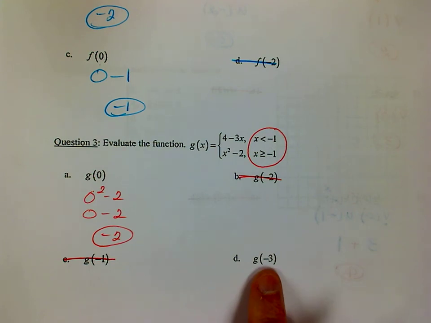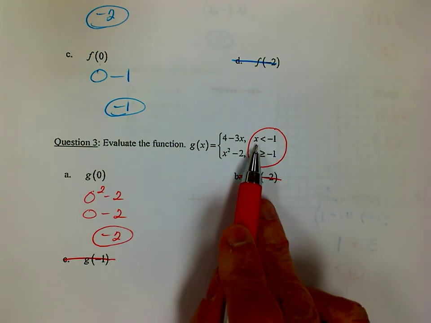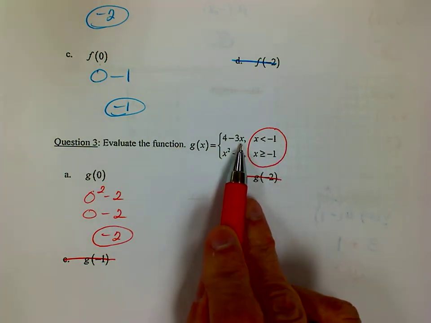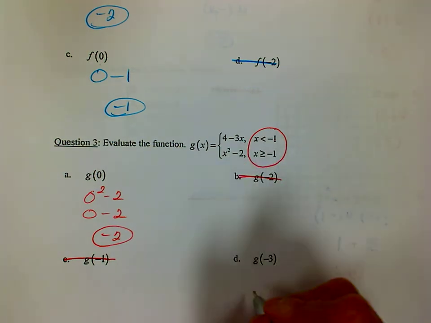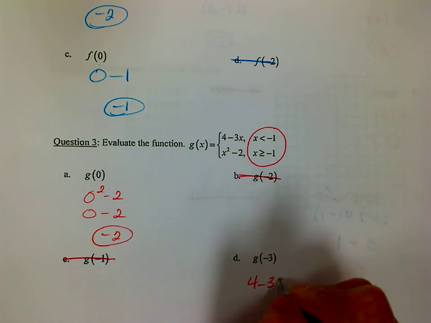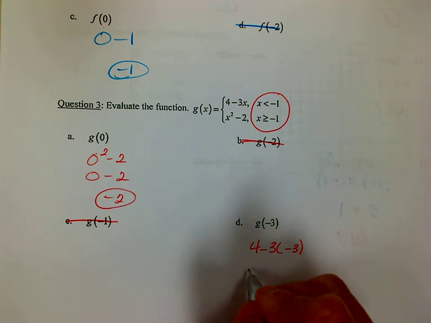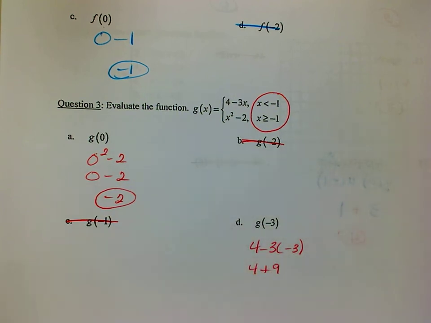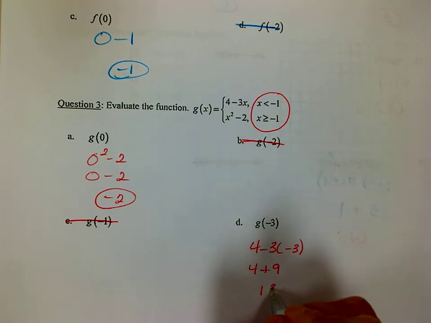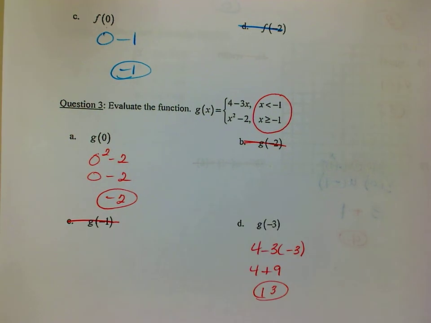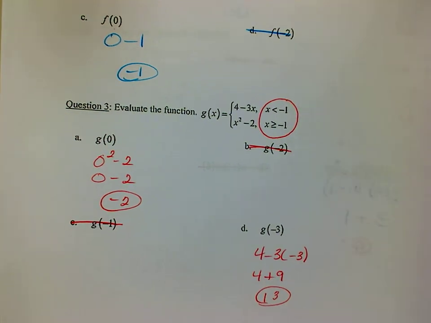This x value is -3. So I'm going to use the top one because -3 is less than -1. So I put -3 in for x. So 4 minus 3 times -3. This turns out to be 4 plus 9. So my answer is 13. So you're just substituting.